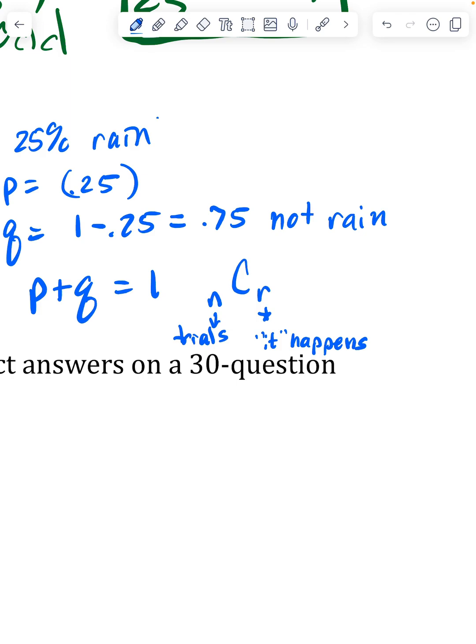And then you're going to put in here the probability of that thing happening. And that is going to be to the r power, because that's how many times it happens. And then the probability of it not happening, to the power of the number of times that it doesn't happen. That's going to happen the rest of the times. So if n is your total and it happened r times, then it's n minus r.